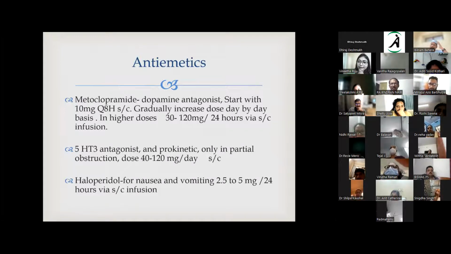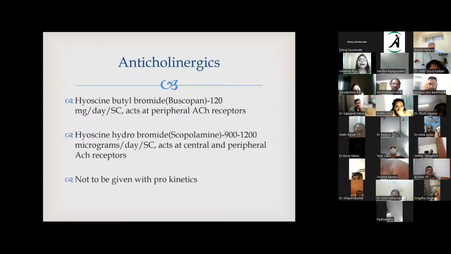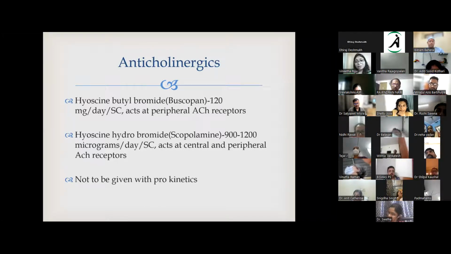And haloperidol again is another drug that we could give for nausea and vomiting, 2.5 to 5 milligram over 24 hours. Or like I said, we start off with 1.5 and then you can increase it if needed. Anticholinergics, hyoscine butyl bromide 120 milligram per day subcutaneously can be given. Hydrobromide can also be given, but generally we give a buscopan. And again, we also say that do not combine buscopan and metoclopramide because they antagonize each other.